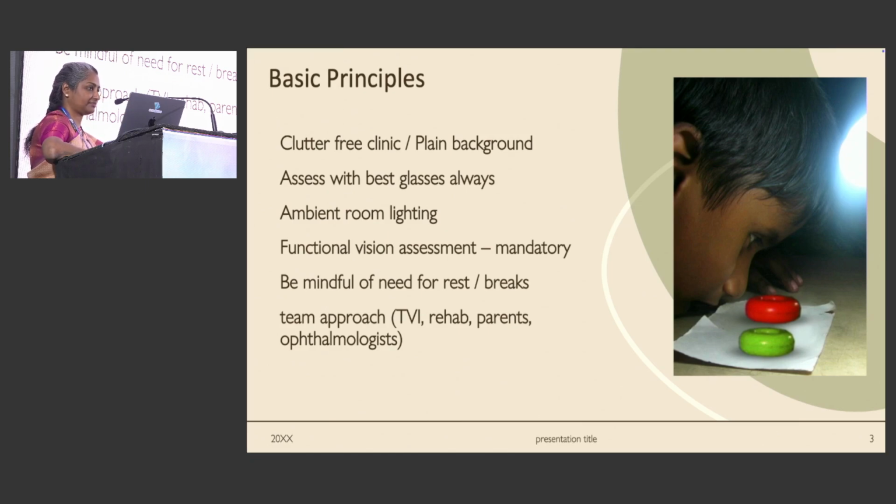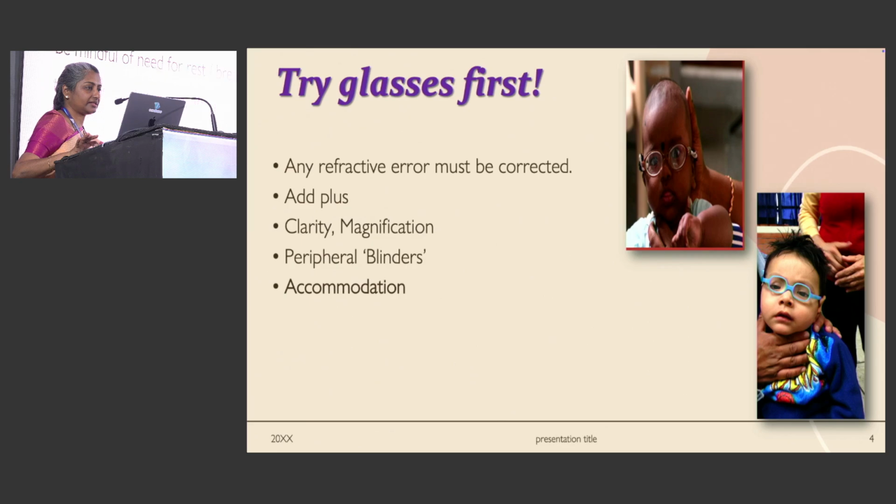Functional vision assessment and all is mandatory, and don't be very enthusiastic. The child would have booked for a 1 or 1.5 hour therapy session, but the child may not be in the mood. The child will be crying or will not be receptive at all. Try to include some break time in between the therapy session. It is very exhausting for both the therapist and the child. So just build in some play break or rest break of 5 or 10 minutes to again get the attention. And it's always a team approach.